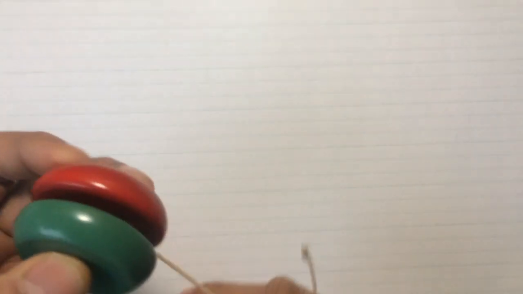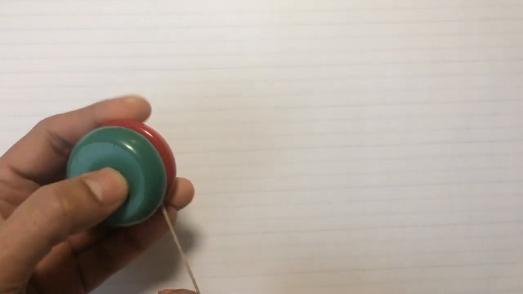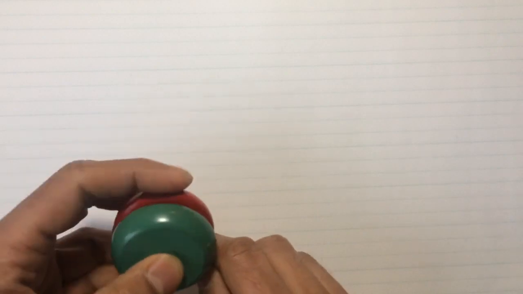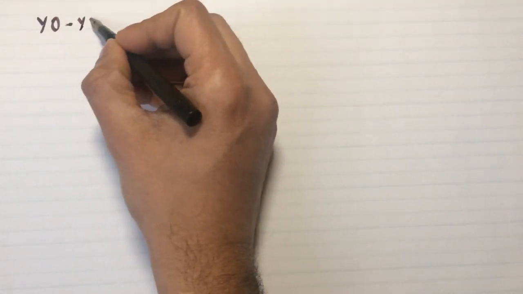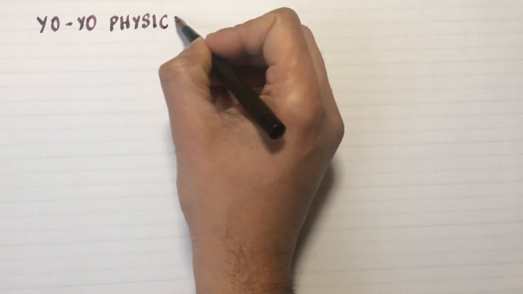And by yo-yo physics, I really mean I want to find the acceleration of the yo-yo as it unwinds and the tension in the thread as it unwinds. I'm not trying to analyze any of the fancy tricks that one can do with these yo-yos. So let's look at the most basic type of physics.